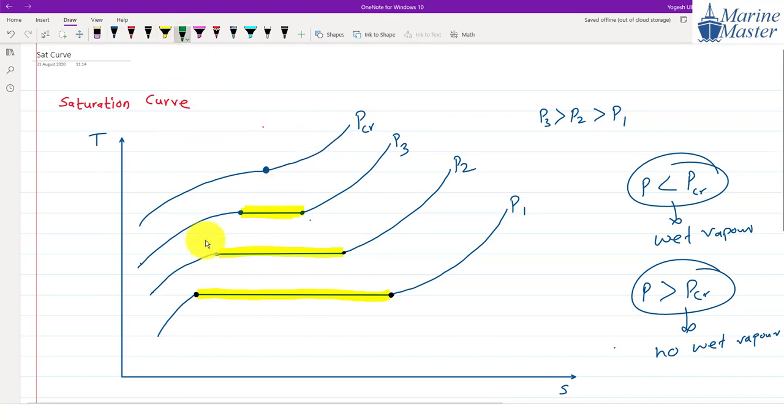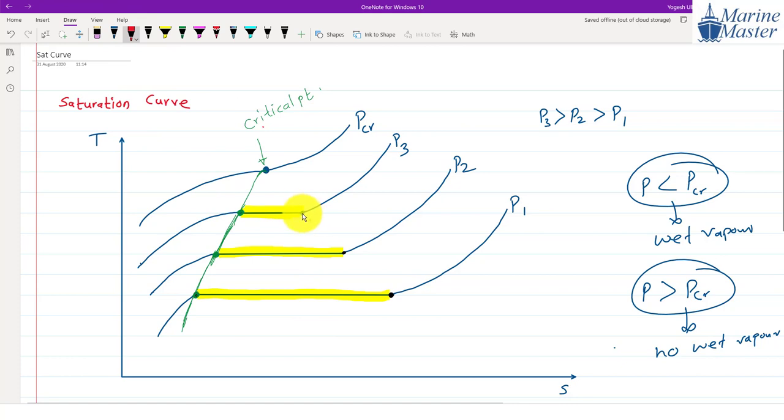Now tell me, what are these green color points? These green color points denote saturated liquid points. And this point we will say is the critical point. So what we are going to do is join these saturated liquid points with the help of one smooth curve. So here we joined the saturated liquid points.